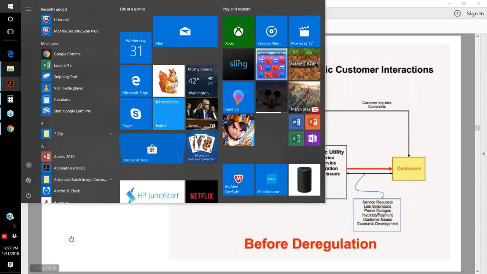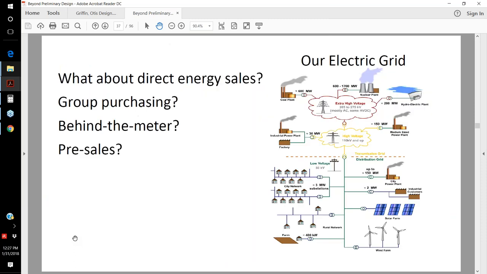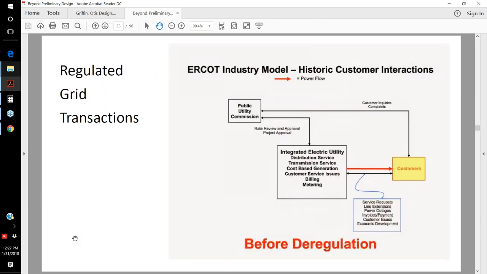Okay, so let's see here. Where are we? We've already talked about some of this stuff. I want to start getting into our case studies. Before we go on break, let's talk for a minute about regulated versus deregulated grids.